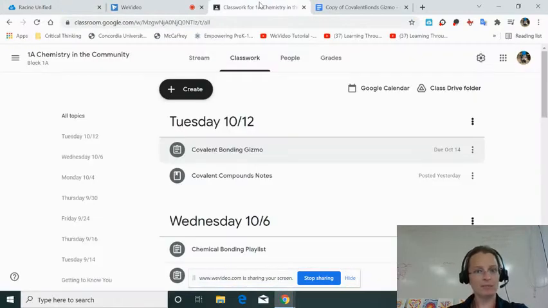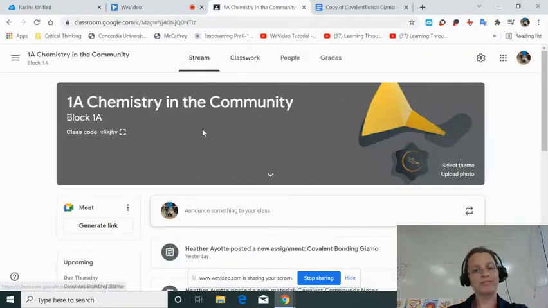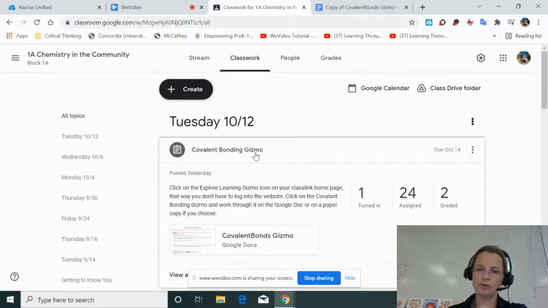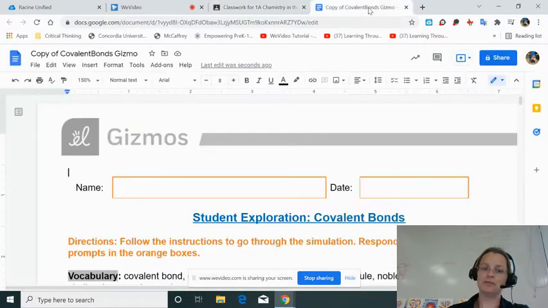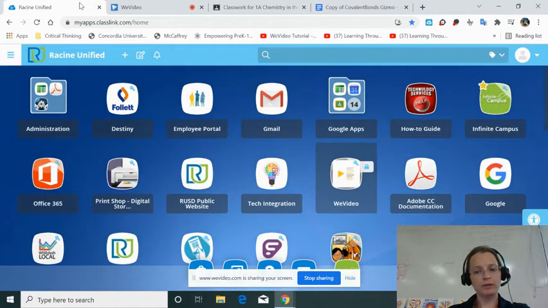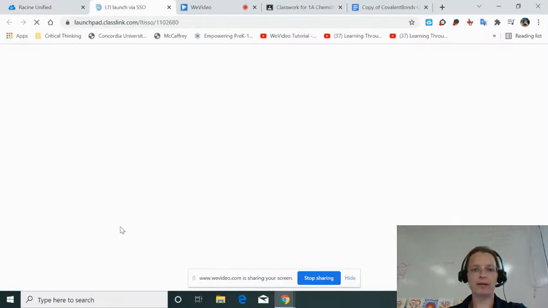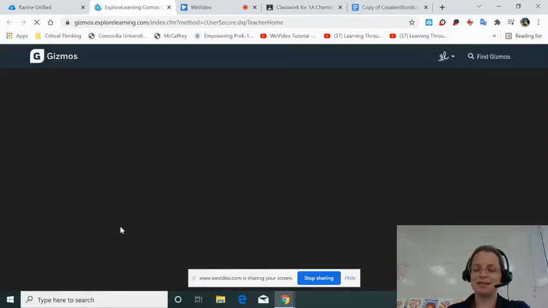So to find this gizmo, go to our Chemistry in the Community classroom page, click from Stream over to Classwork, and here it is. You can just open it right up, which I've done right here. Then go back to this page, your ClassLink startup page, and find the Explore Learning Gizmo icon. If you click that rather than going to the website itself, it automatically logs you on. Pro tip. I found that out.